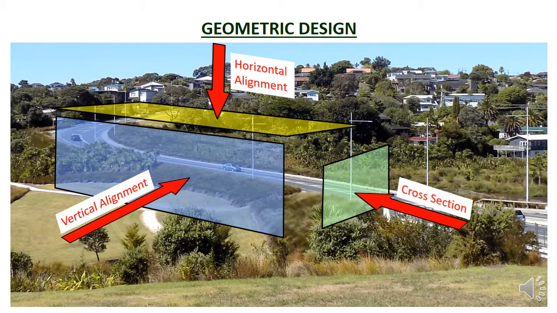Finally, the view across the road is called the cross-section. This defines the width of the road and the pavement details at that particular point. This includes the camber of the road, which is required to provide adequate drainage of the road. Together, the horizontal alignment, vertical alignment, and cross-sections define the shape of the road.